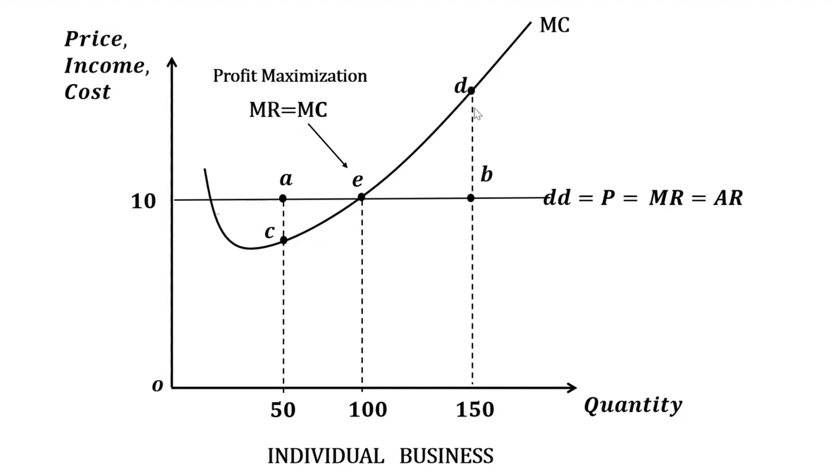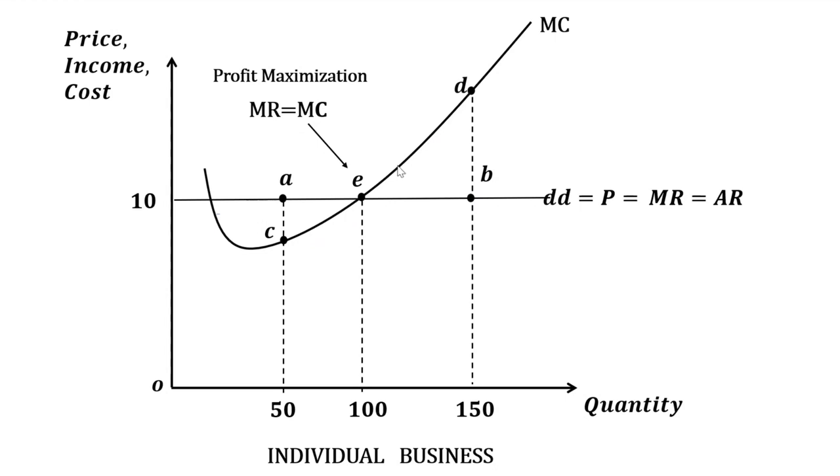Therefore, if a business or individual firm produces at point D, that firm should reduce its production until it reaches the point where your marginal cost and your marginal revenue are equal to each other. Where your marginal revenue is equal to marginal cost. So we will not produce 150 units, but we will decrease our production until we reach 100 units. Because 100 units, that is our profit maximization output level of the firm.